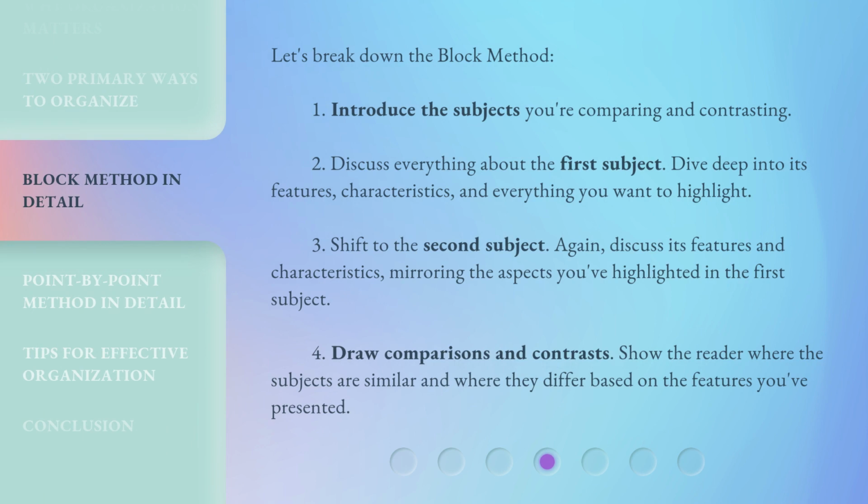Let's break down the block method. 1. Introduce the subjects you're comparing and contrasting. 2. Discuss everything about the first subject. Dive deep into its features, characteristics, and everything you want to highlight. 3. Shift to the second subject. Again, discuss its features and characteristics, mirroring the aspects you've highlighted in the first subject. 4. Draw comparisons and contrasts. Show the reader where the subjects are similar and where they differ based on the features you've presented.